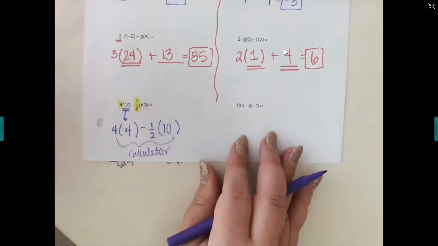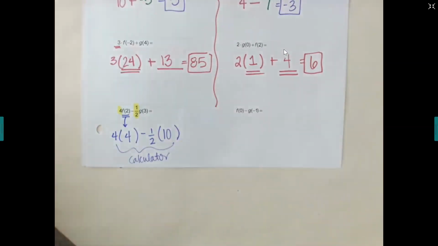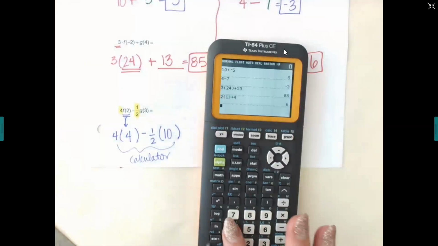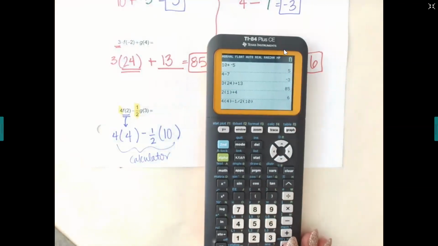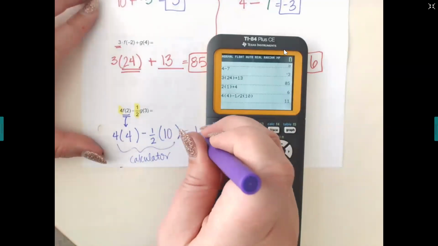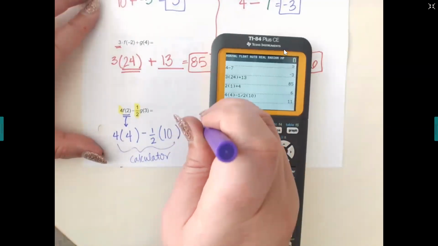Okay. So it would look just like this. Okay, 4 parentheses 4 minus 1/2 parentheses 10. Okay, but you only have to use parentheses if there's a number in the front. Okay, and it comes out to 11. Okay?